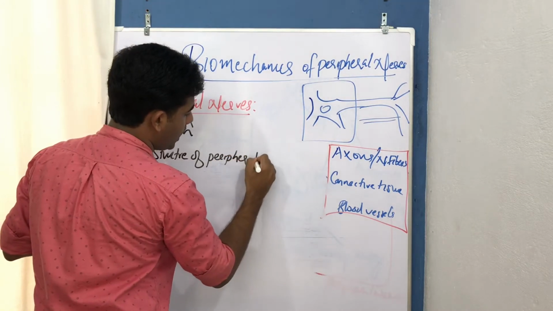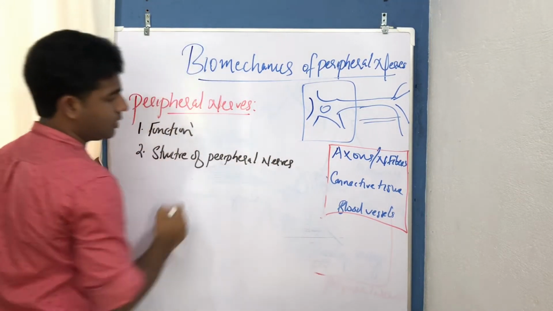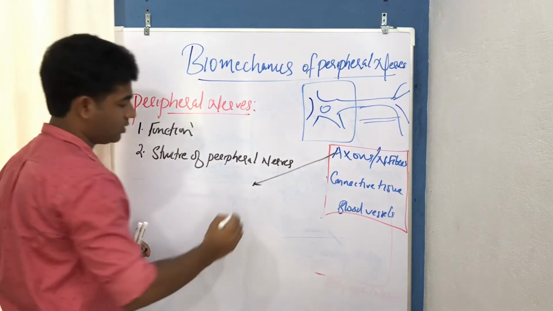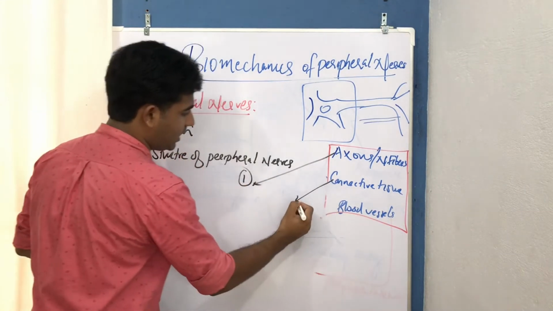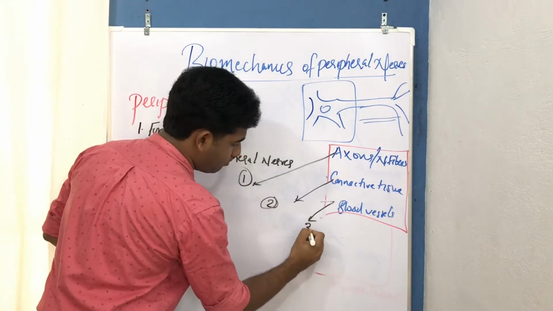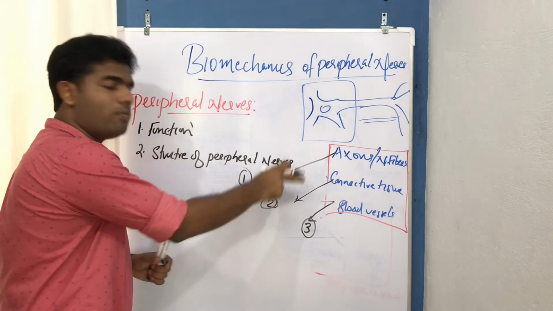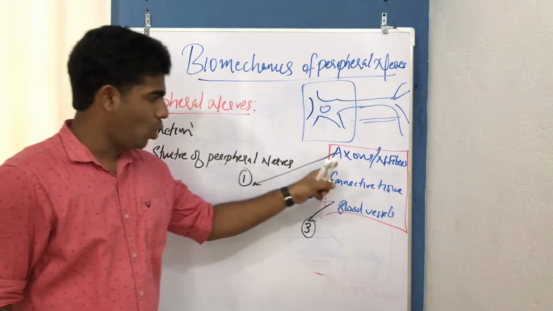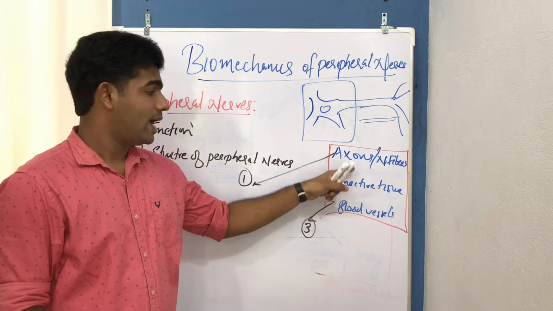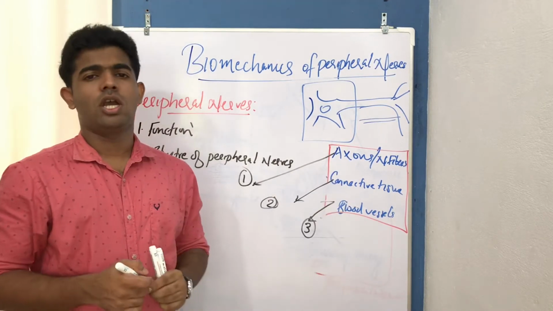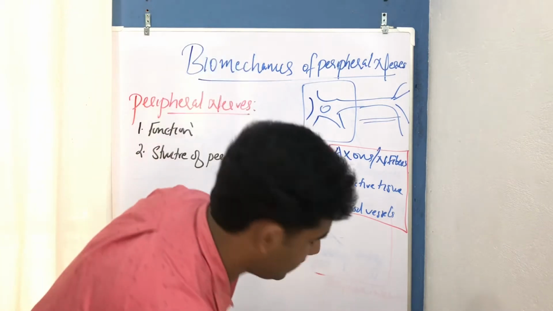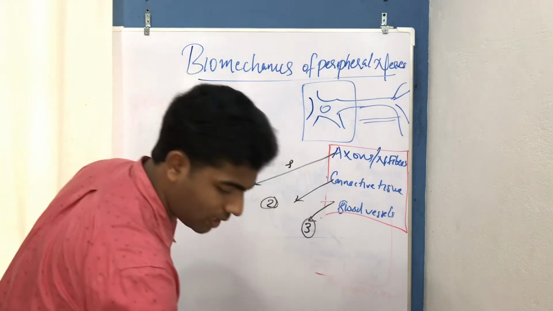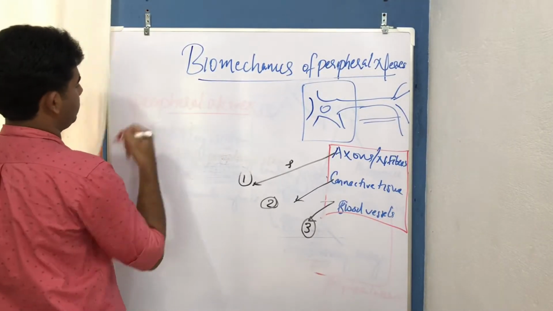Now we need to know about the structure of the peripheral nerves. The structure of the peripheral nerves is actually the structure of the axons, or the nerve fibers, the structure of the connective tissue, and the structure of the blood vessel, because these are the things that form the nerves. So the composition of the nerves includes the structure and function of the nerve fibers, connective tissue, and the blood vessels. So let us discuss one by one. First we need to discuss the structure of the nerve fiber.